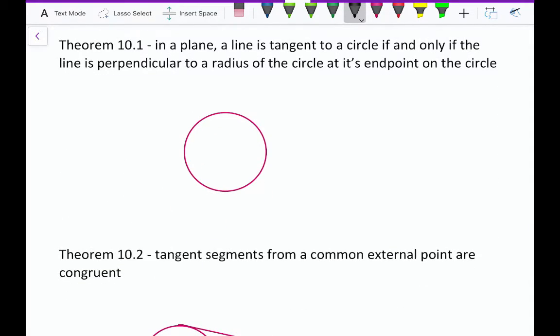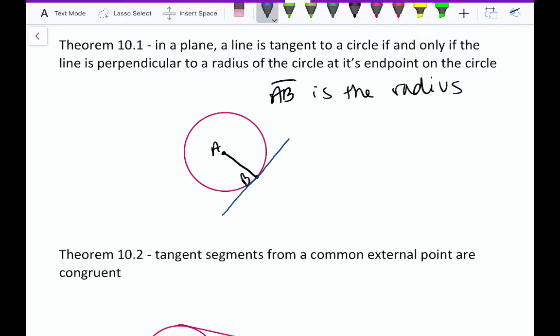We have a couple theorems we need to know here. The first one says, in a plane, a line is tangent to a circle if and only if the line is perpendicular to a radius. So what does this look like? If this, again, is circle A, remember the radius is the segment that contains the center and any point on the circle. So I'm going to just draw a radius right here. We're going to call that point B. So segment AB is the radius. And so a line is tangent if and only if it's perpendicular to that segment.